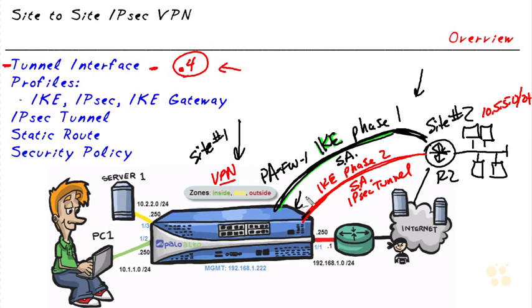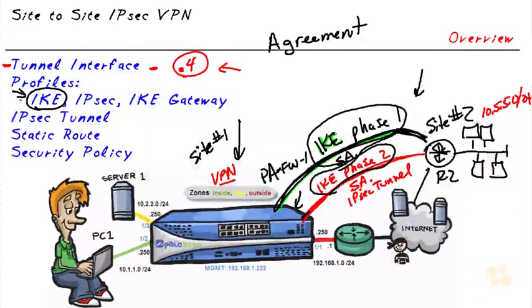Now, one of the biggest parts of getting IPsec working is agreement. Having the two peers agree with what protocols they're going to use. And we need to have agreement for the IKE Phase 1 tunnel and also the IKE Phase 2 tunnel. So whatever we want the two peers to agree to for that IKE Phase 1 tunnel, we'll configure and put into an IKE profile here on the Palo Alto. That's for the IKE Phase 1. We also need to agree on the details for the IKE Phase 2. So we are going to create a second profile, which is an IPsec profile that has all those details.